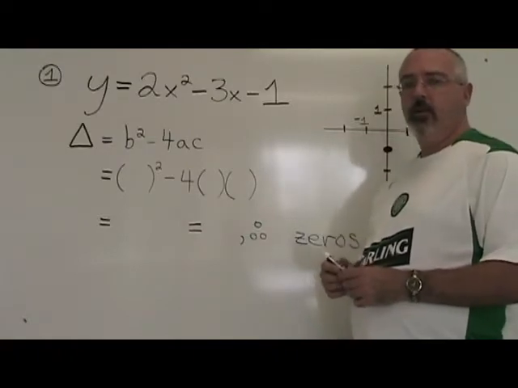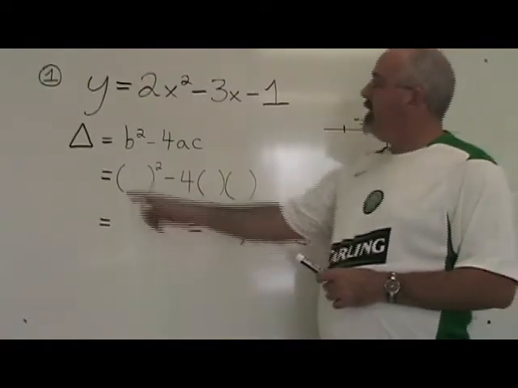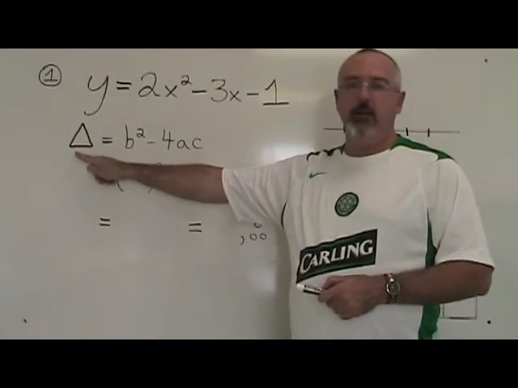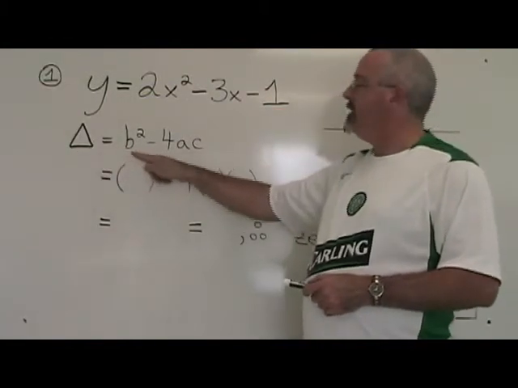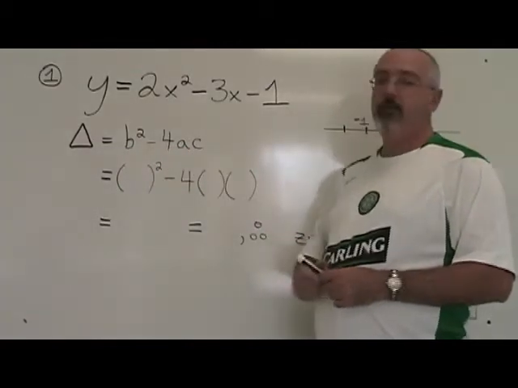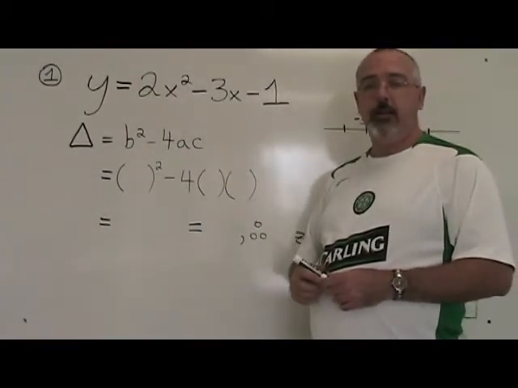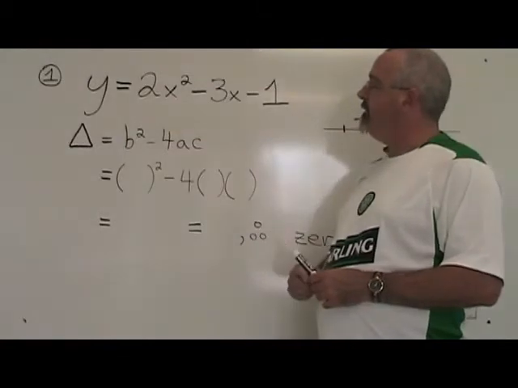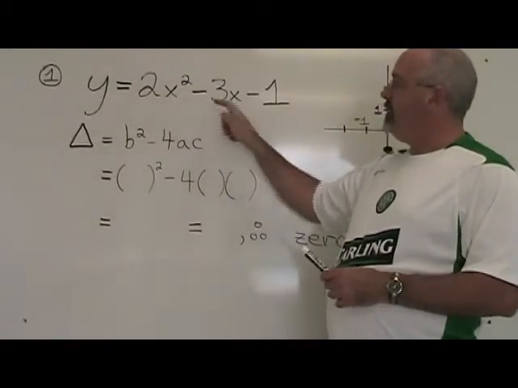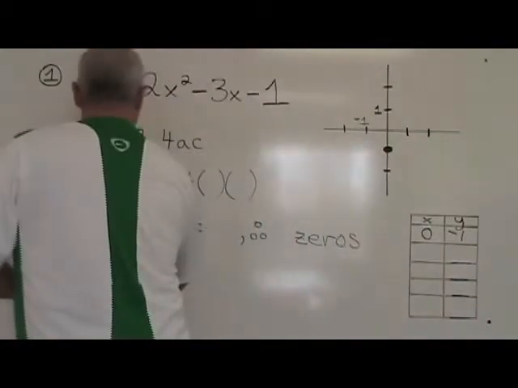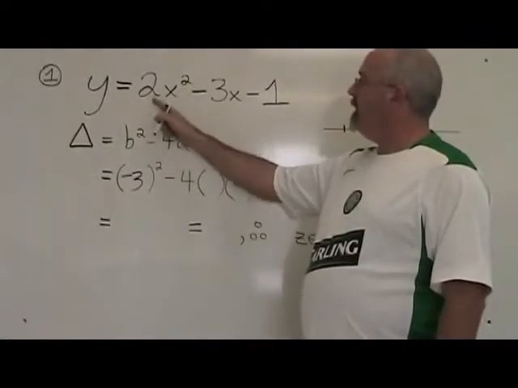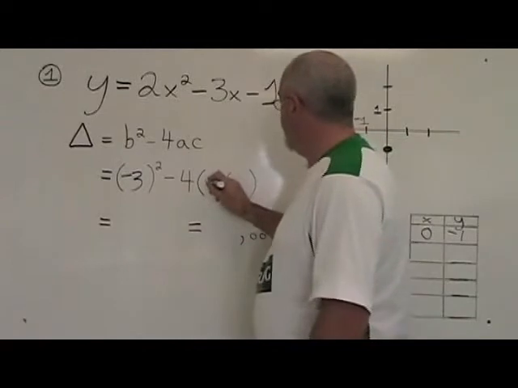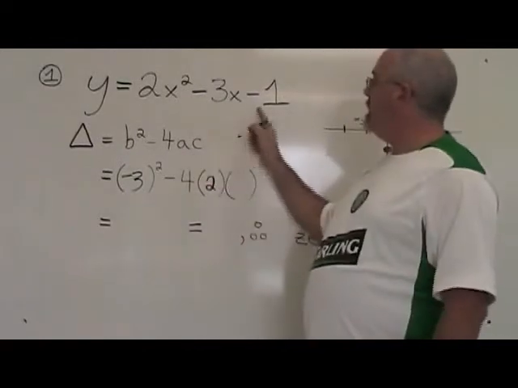Delta, also known as the discriminant, is symbolized with the Greek letter delta, which is this triangle. The formula for delta is b squared minus 4ac. We have to take our a, b, and c and plug them into the formula. b is negative 3. A is 2. And c is negative 1.